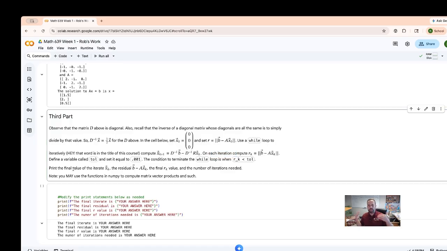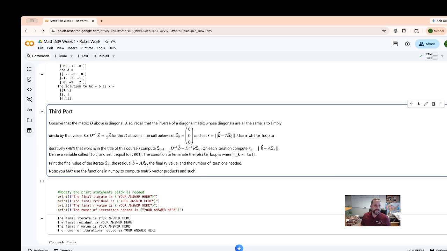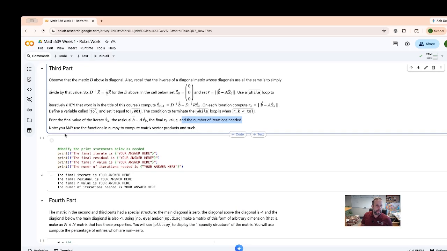We want to do these loops until this residual is less than some tolerance, which here I'm telling you to make 0.001. The condition to terminate the while loop is going to be when the residual is less than that tolerance. And then these are the final things to do. Print the final value of the final iterate, x_k, that is the final approximation to the solution, the residual, b minus A x_k, the final r_k value, and the number of iterations needed. And it says we can use all of the normal vectors in NumPy.